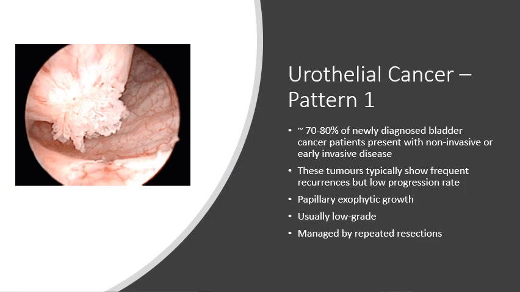So this is the cystoscopic appearance of the typical pattern 1, or the low-grade tumours. This represents the vast majority of newly diagnosed bladder cancers. So these are usually non-invasive or only very early invasive, and they often have this rather papillary exophytic appearance. They're usually cytologically low grade, but the trouble is that once they're removed, they tend to recur locally because of that field effect, and so these patients often require multiple repeated resections.